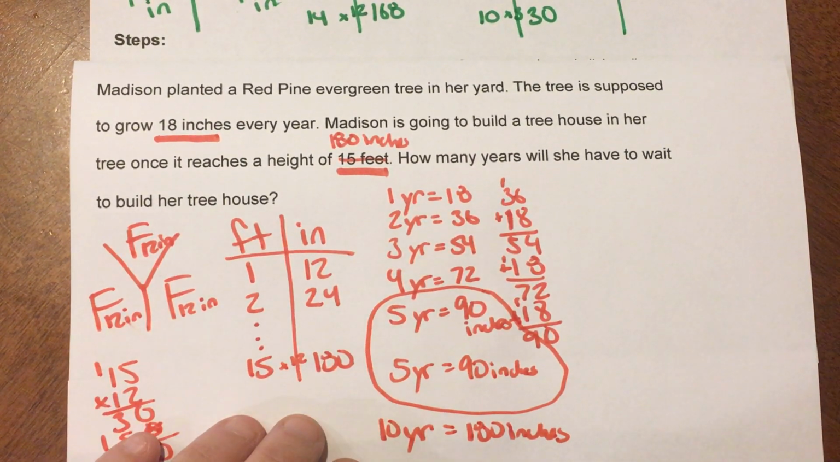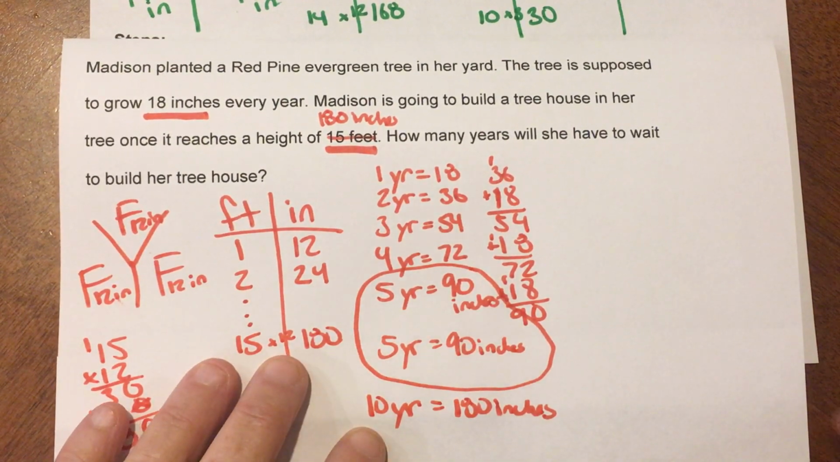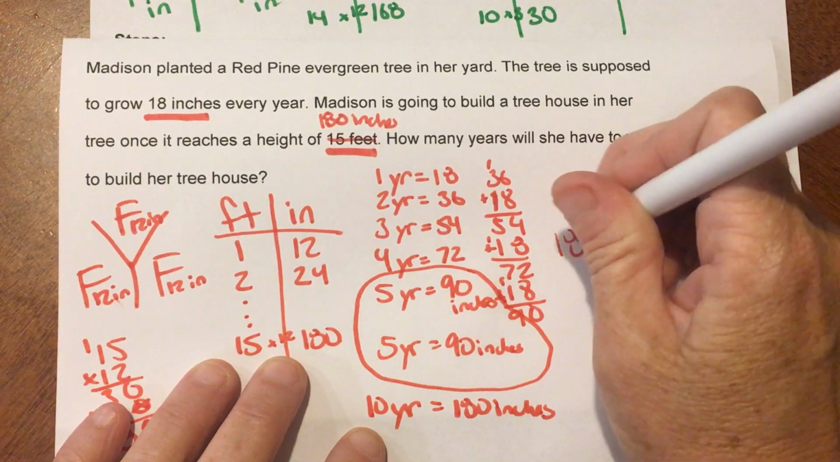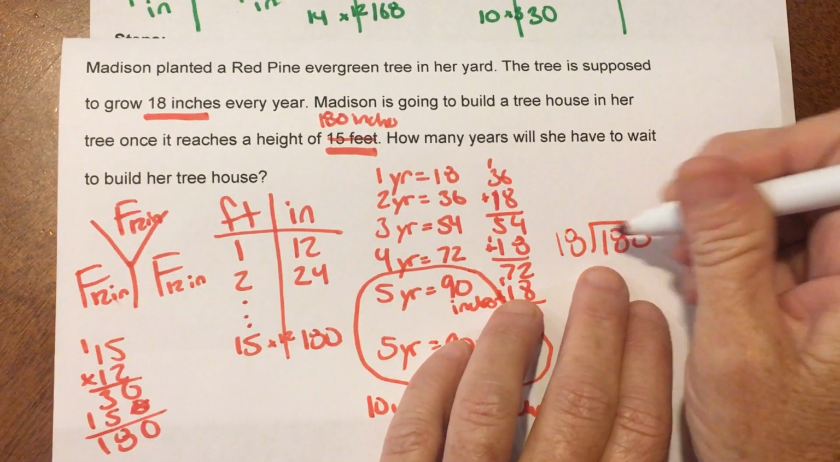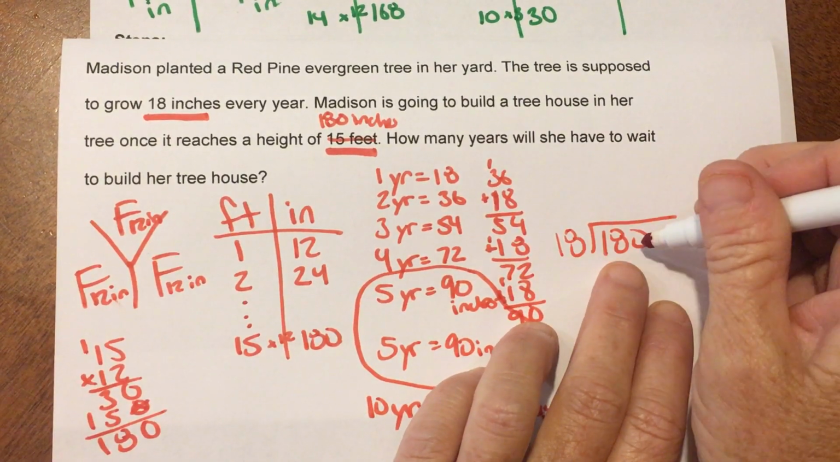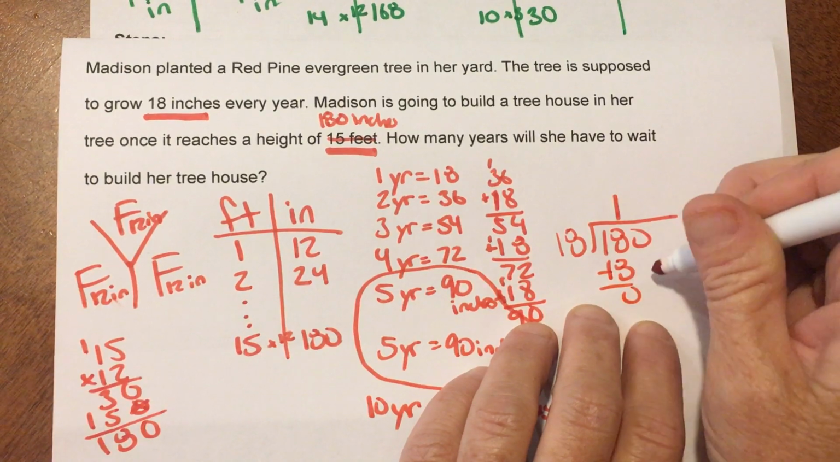So I think she's going to have to wait 10 years to build that treehouse. You also could have done this by just maybe dividing. That would have also been maybe a good strategy. 18 can't go into 1, but 18 can go into 18 one time. 1 times 18 is 18.